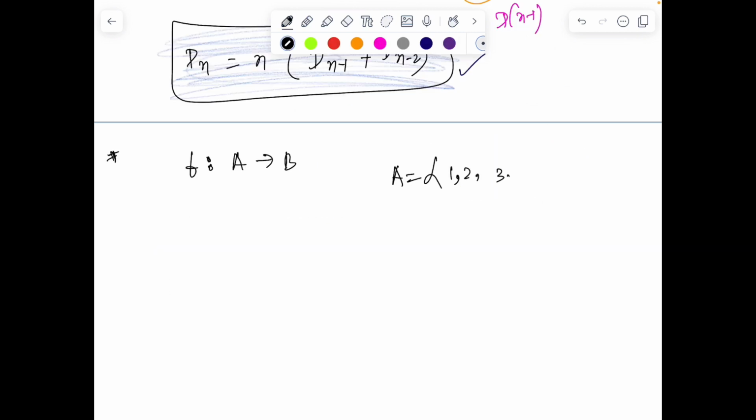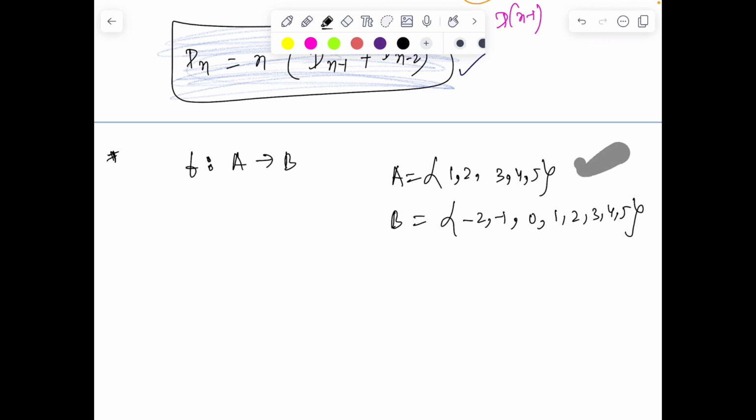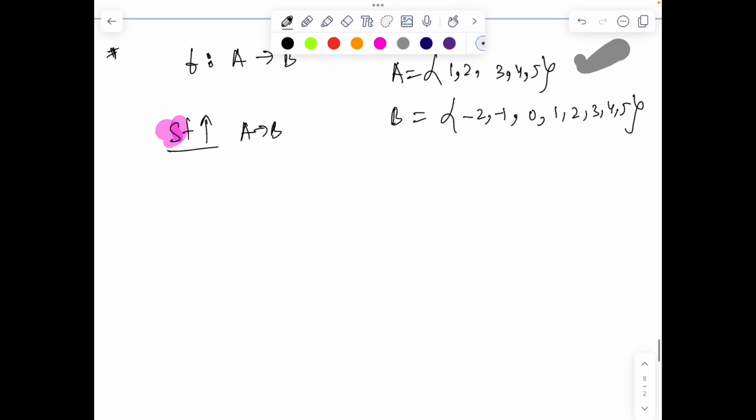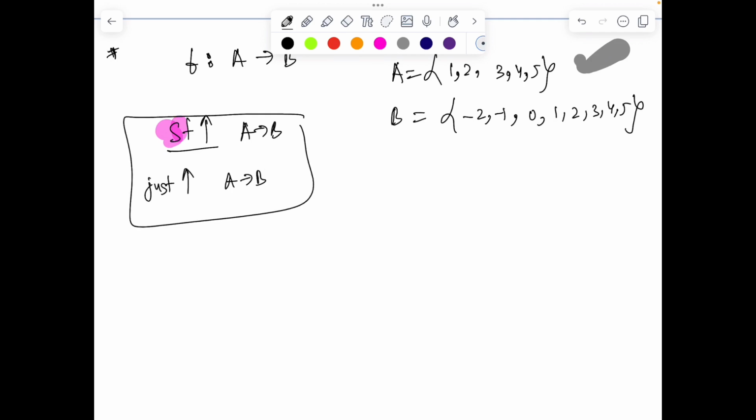Again a function f, which is from A to B. And this time let me change the set because I've done all the above problems with the same set notation. And B is, let's say, minus 2, minus 1, 0, 1, 2, 3, 4, 5. So set A is having 5 elements, set B is having 8 elements. The first question is we have to find the number of strictly increasing functions from set A to set B. Okay, and the second question is we have to find the increasing function, just increasing function from set A to B. So what is the difference between these two problems?